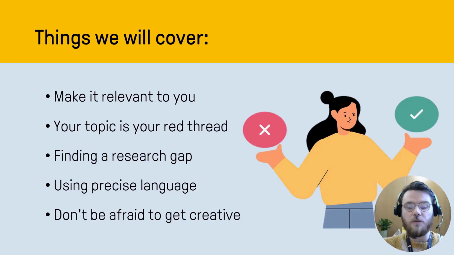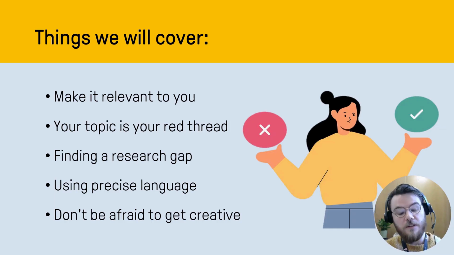First of all, we'll talk about how to make your question relevant to you specifically. Then we'll think about this idea of red thread, which is kind of a buzzword in academic skills, so we'll go through that. And then we'll think about finding a research gap. So what is it, and why do you need it, and how can you actually find one for yourself?